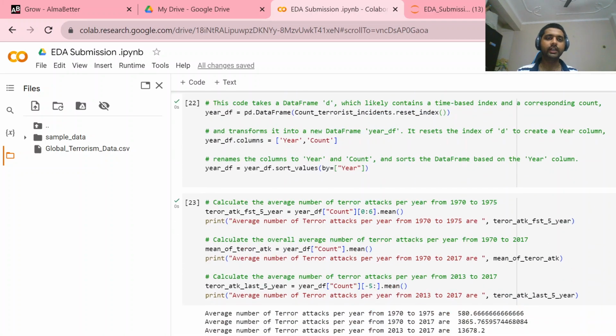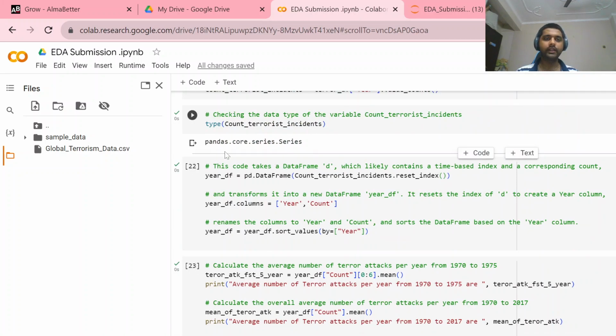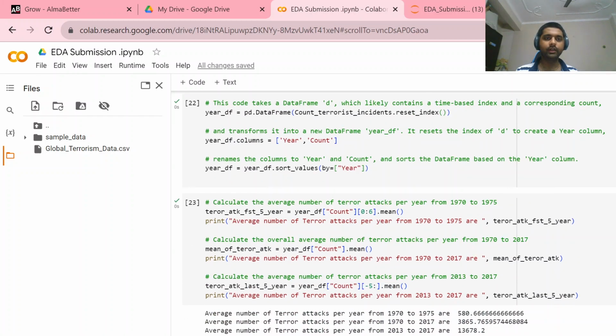Here we just check the data type of it, and we can see its data type is pandas.core.series.Series. So here we change its data type to a data frame, and we sort our data by year. This is our year data frame, and here we can see that from 1970 to 1975 the attacks that occurred are 580.